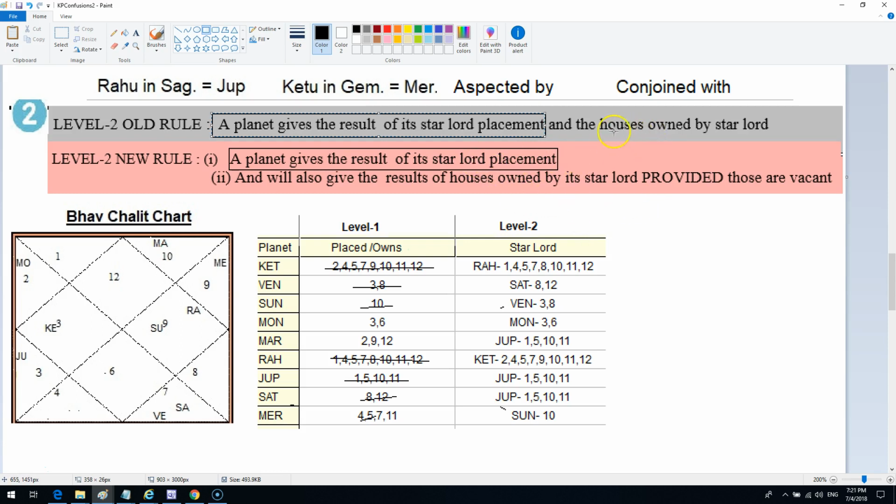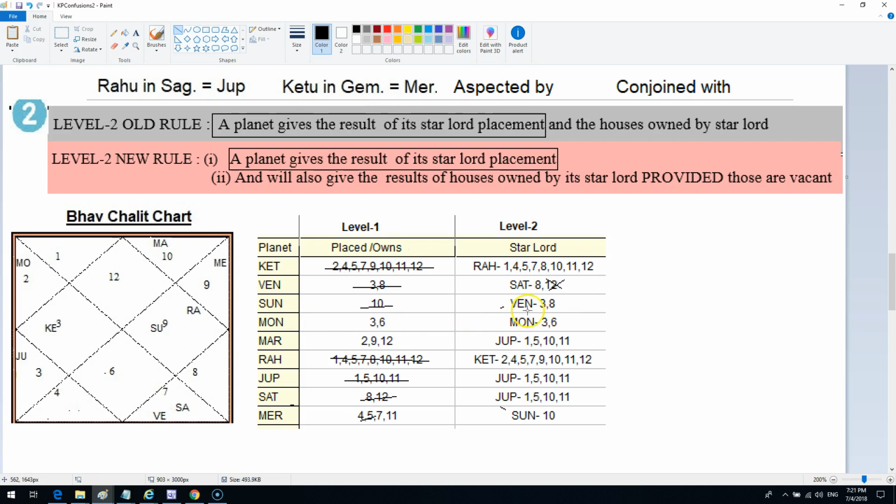The only difference is on the second part. The second part, according to the new Supremo theory, says that a planet will give the result of its star lord, especially the houses, provided they are vacant. So here we find that the 12th house is not vacant. Mars is already occupying that 12th house. So what we are going to do is remove 12 from here. So Venus, according to the old theory, was supposed to give the result of 8 and 12, and is now only giving the result of the 8th house.